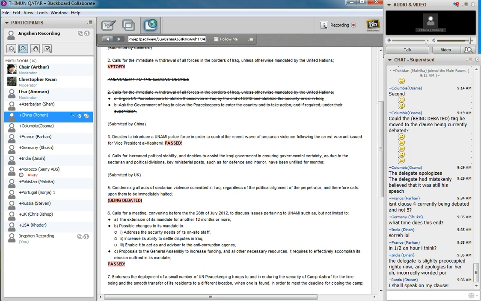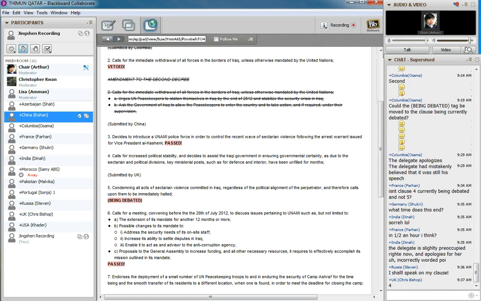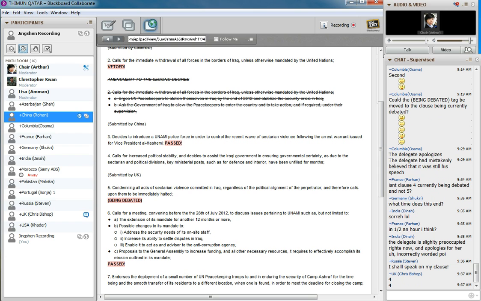Could the chair please kindly point out what number clause this is again, as the delegate of China seems to have lost it? It is called clause 5. Got it. Thank you, Chair. Wait, sorry. That being the beta sign is wrong in place. It's clause 4. Sorry, delegate. Thank you, Chair.